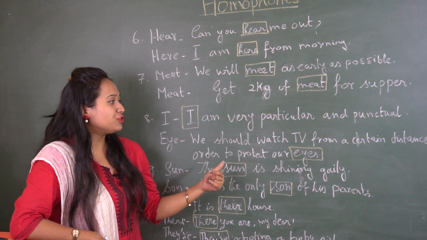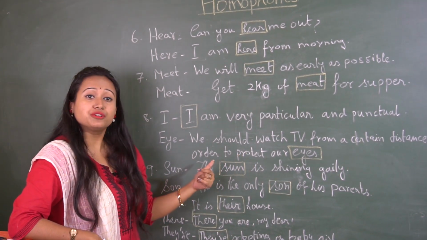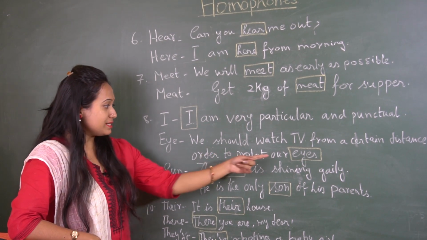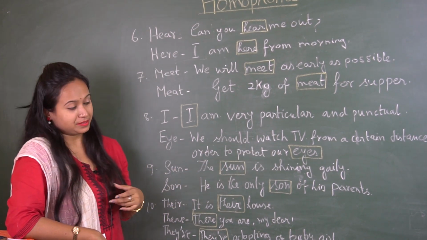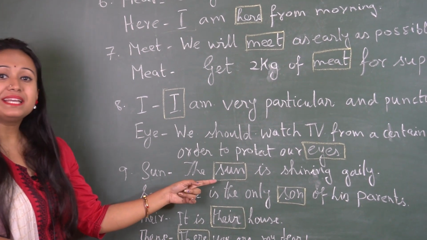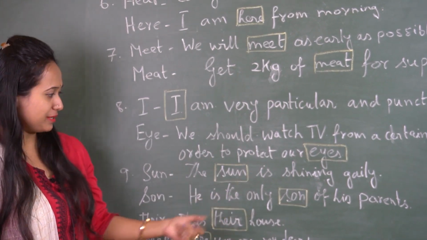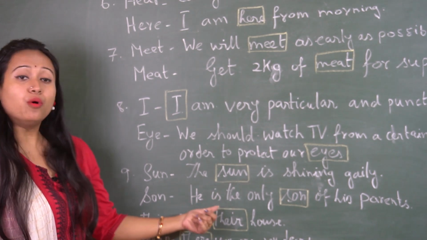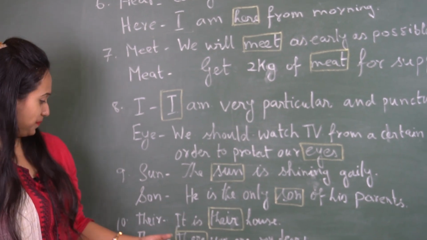We should watch television from a certain distance in order to protect our eyes. It is referred to as a body part. Next, sun and son. The sun is shining gaily or brightly, also you can use: Son, he is the only son of his parents.